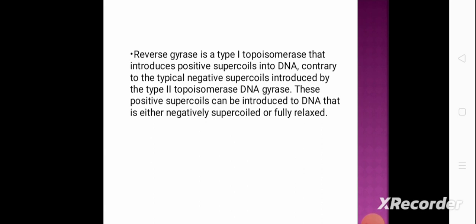Whereas reverse gyrase is a type 1 topoisomerase that introduces positive supercoils into the DNA. That is in contrast to the negative supercoils introduced by the type 2 topoisomerase, that is DNA gyrase. These positive supercoils can be introduced to DNA that is either negatively supercoiled or fully relaxed.